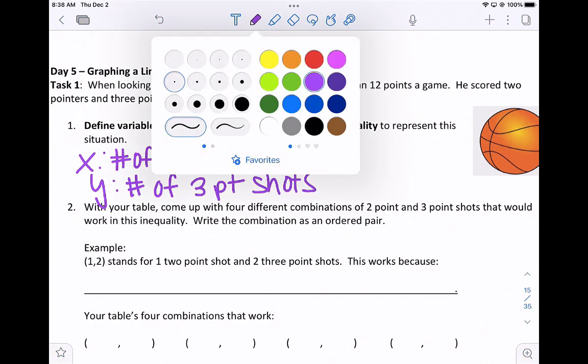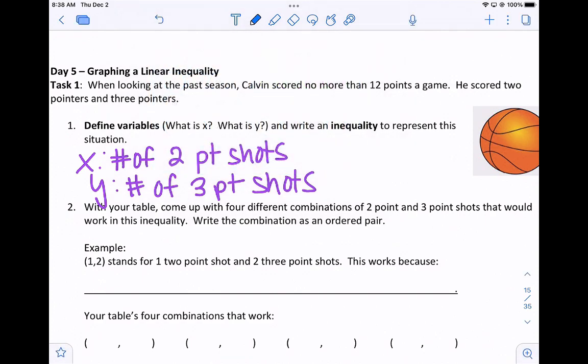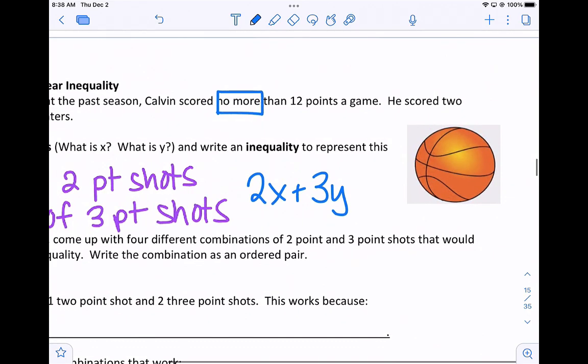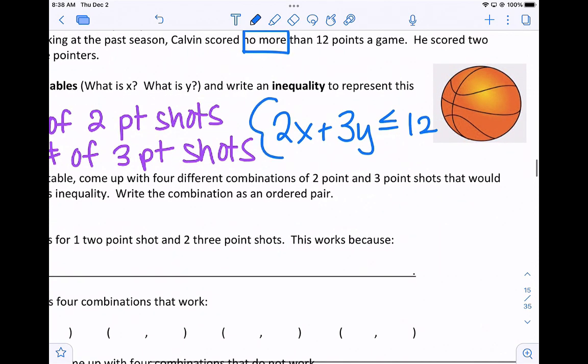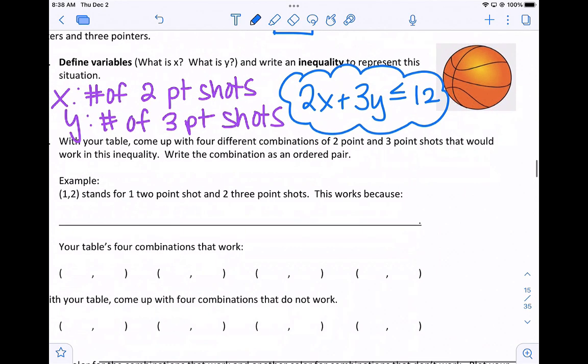And so an inequality could look something like this. It's going to be 2 times every 2-point shot plus 3 for every 3-point shot. And he scored no more than 12 points a game. So this is what he scored right here. He can score less than or equal to 12 points. So there's the inequality that represents the situation right here.